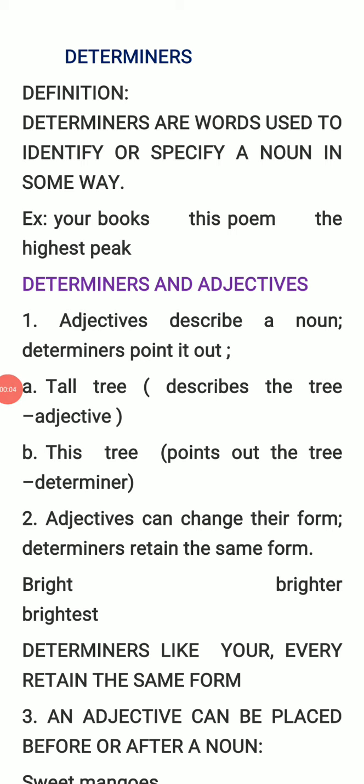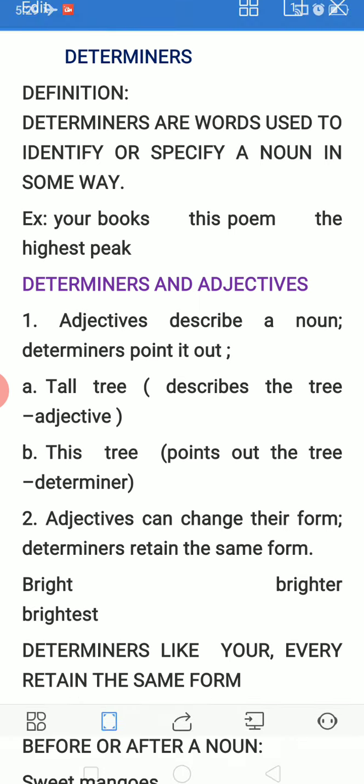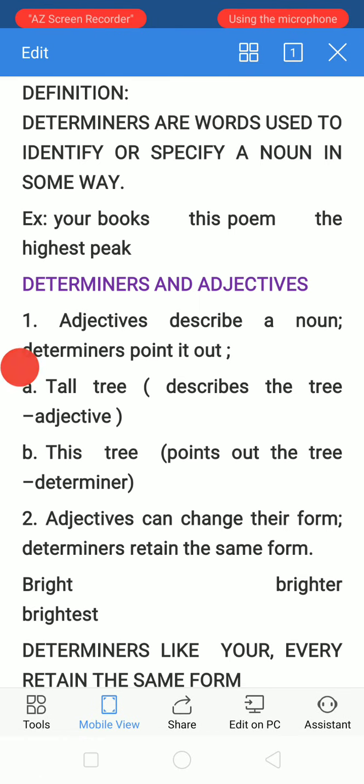Determiners. Today's topic is determiners. What are determiners? Determiners are words used to identify or specify a noun in some way. What is it? To identify or specify a noun in some way. Your books. Books is what? Noun. Your is what? Determiner.